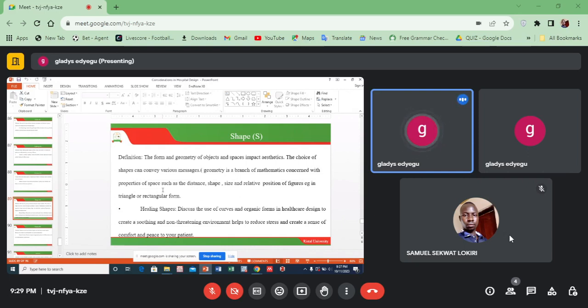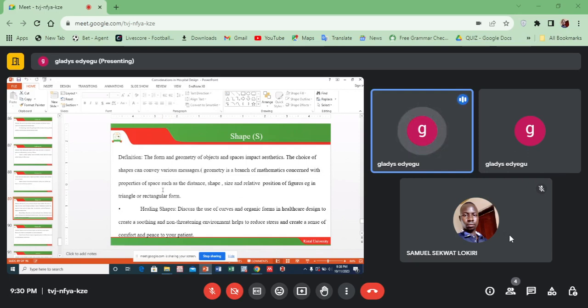So the form and geometry of objects and spaces impact aesthetics. The shape of the rooms or the spaces where you're going to provide the service can impact the aesthetics. I remember I said aesthetics is just the beauty, how the environment and those working areas look. So the shape of the working space or the objects around can impact the beauty of your hospital or your working space. The choice of shape can also convey various messages.